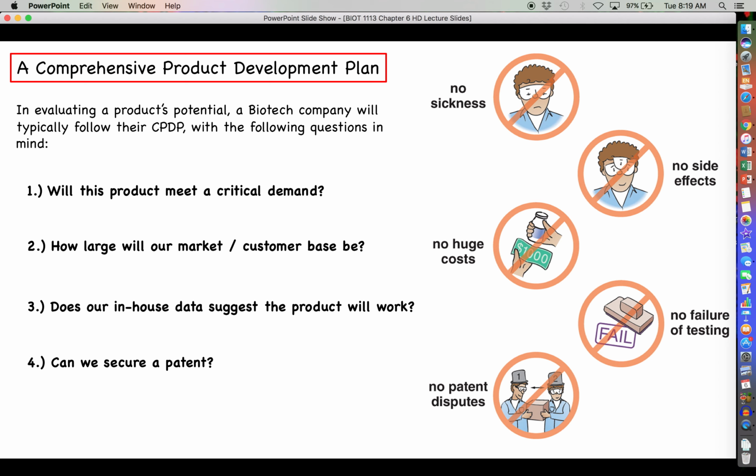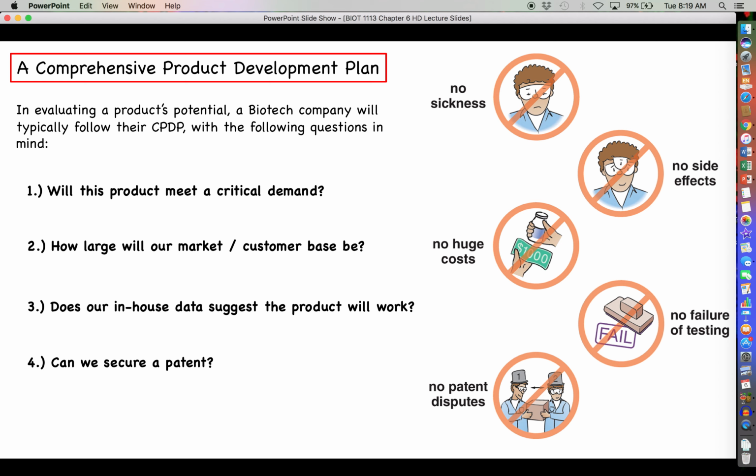Number four, something that we need to consider is, can we secure a patent for this product? So this one is particularly important because this really is going to determine how much of the market share that we get for our particular biotech company. So any company that's selling a product doesn't want to share the market with a whole bunch of other companies that are making the exact same product. So if we can patent our product and maintain that patent for as long as we possibly can, we reserve the right to be the sole distributor of that product. And if anyone else wants to sell and distribute that product, they're going to have to pay royalties to us.